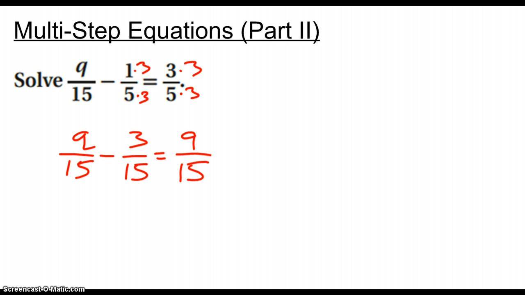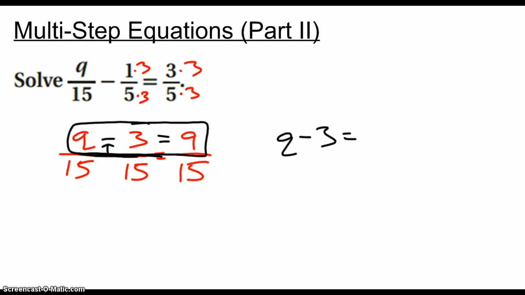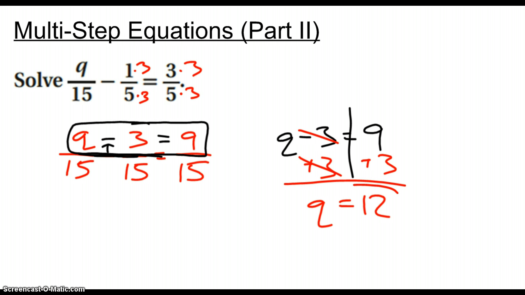Once everything's in common denominator form, there is one thing that you can do. Since the bottoms are all the same, you can actually just take this piece right here and solve that. So q minus 3 equals 9. You can actually just solve that. So q minus 3 equals 9, and then all we have to do is add 3 to both sides. And we get q equals 12. And that is one option there.